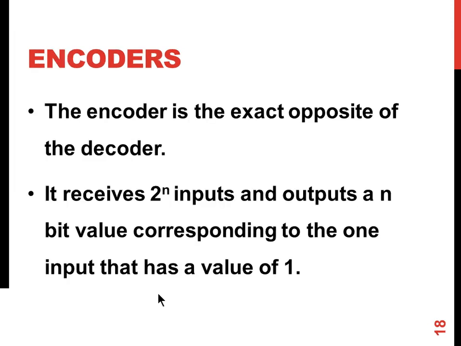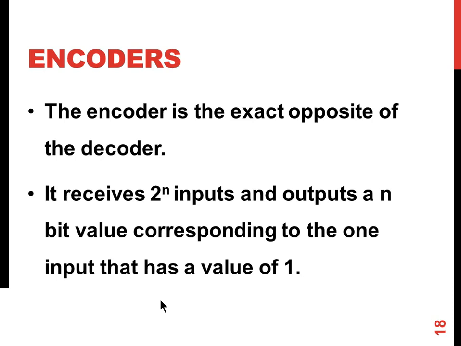The reverse of decoders are encoders, where you have 2 raised to n inputs and n number of outputs. If there are 8 inputs, there will be 3 outputs. If there are 4 inputs, there will be 2 outputs. An encoder acts exactly in reverse of a decoder. Depending on which input is high, your output will be encoded.